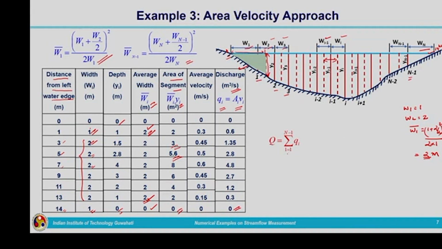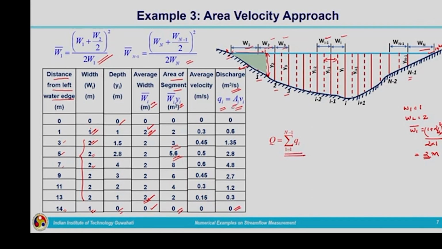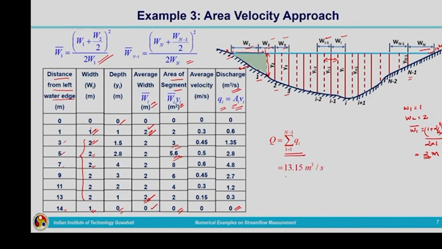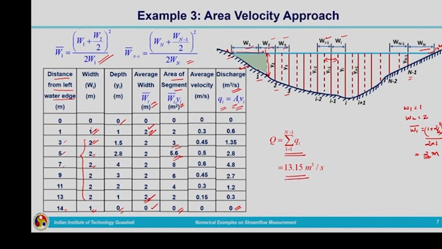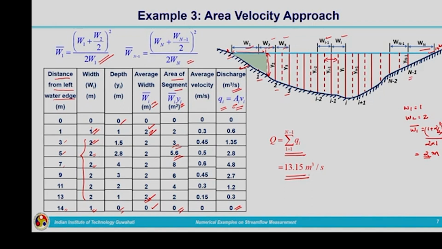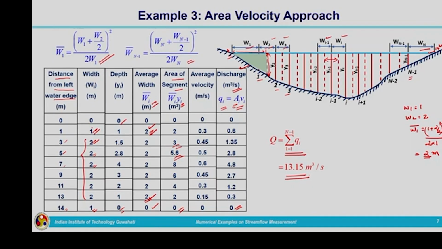Now, the total discharge is given by the sum of all these discharges. So, that is sigma i is equal to 1 to n minus 1 of Q i. It can be calculated as 13.15 meter cube per second. So, in this method, average velocity is given to you. You need to compute the area of cross section. Area of cross section, we cannot calculate as a single area. For getting the area of cross section, what we will be doing? We will be dividing it into small segments.